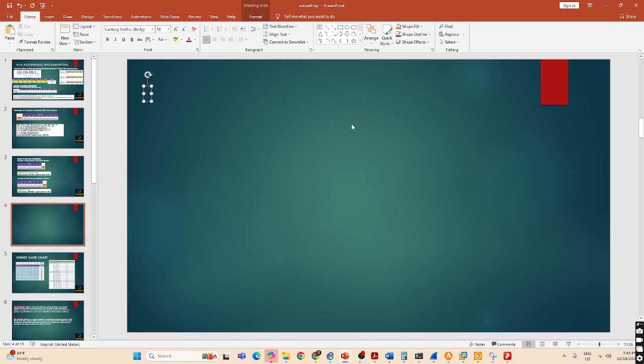So what is subnetting? What do you mean by subnetting? We are dividing one network into multiple networks. That is called subnetting.